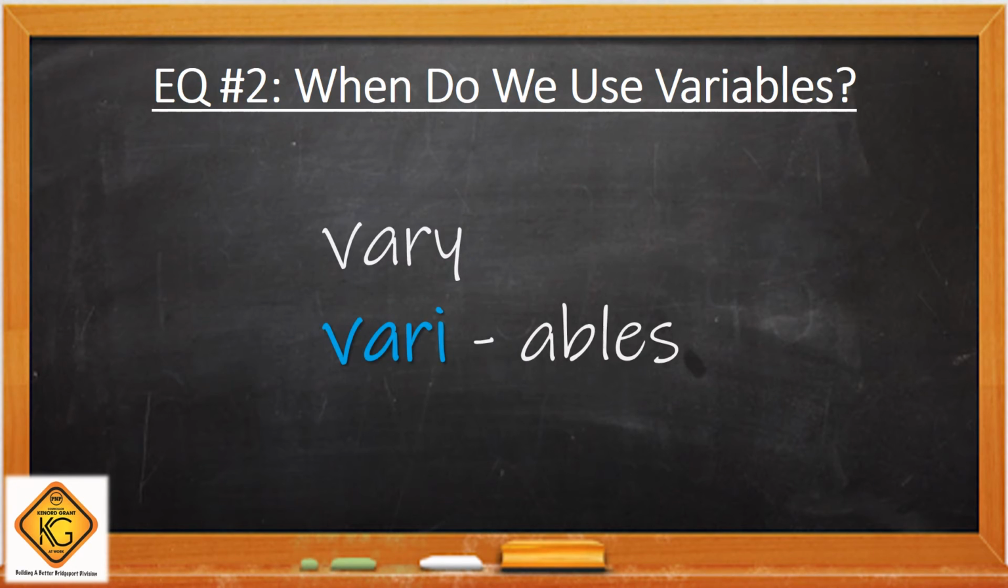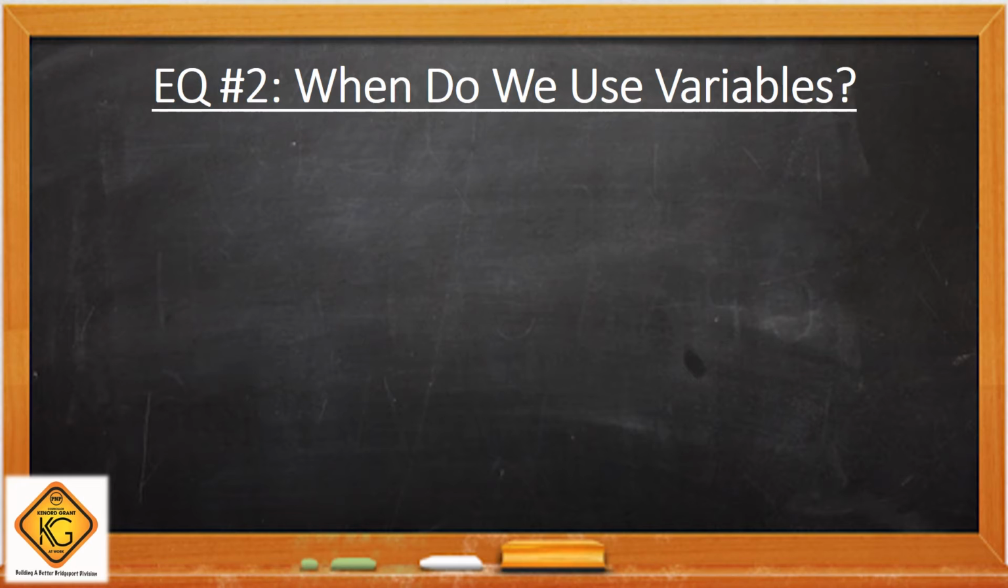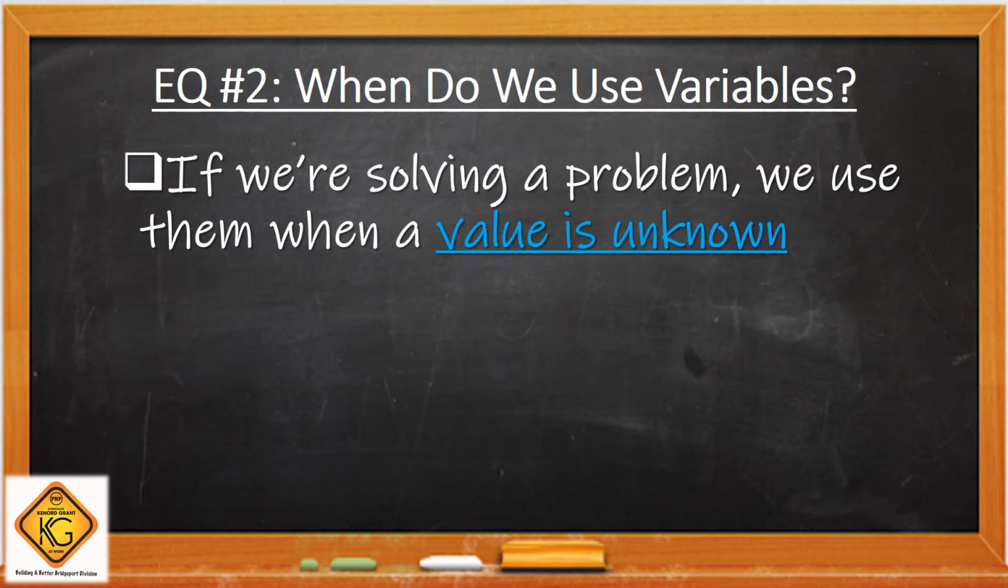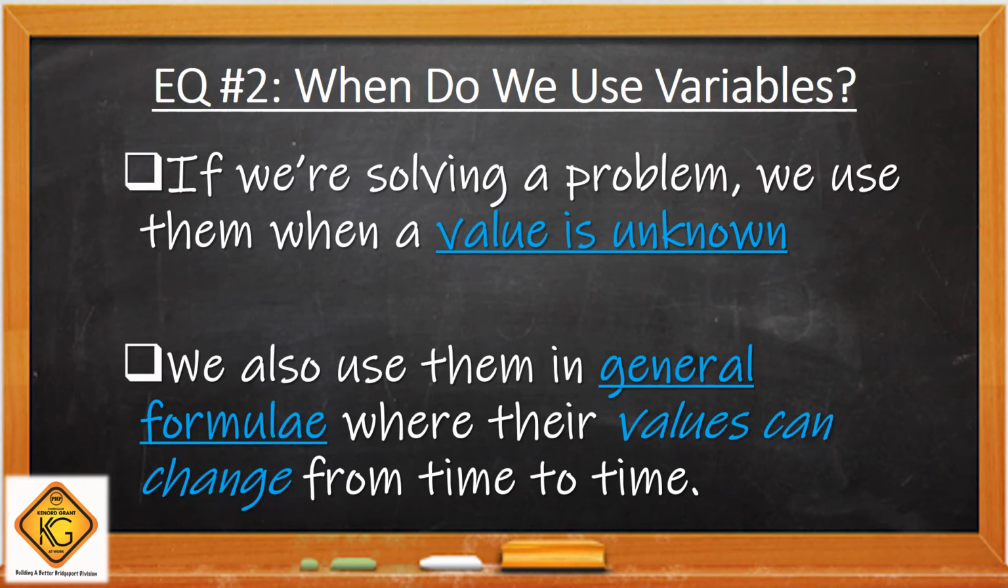Now you can probably see why they are called variables, because literally the value of each symbol may vary depending on the conditions. So, when do we use variables? 1. If we're solving a problem, we use them when a value is unknown. Or 2, we also use them in general formulae where their values can change from time to time.